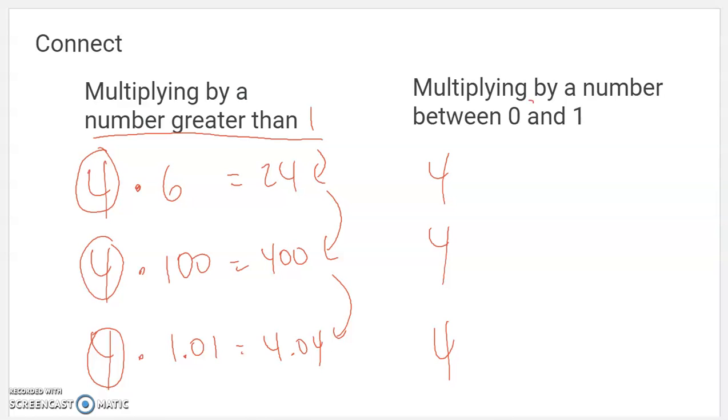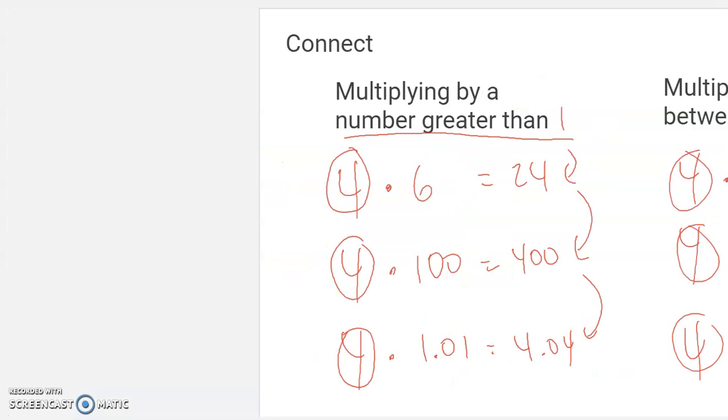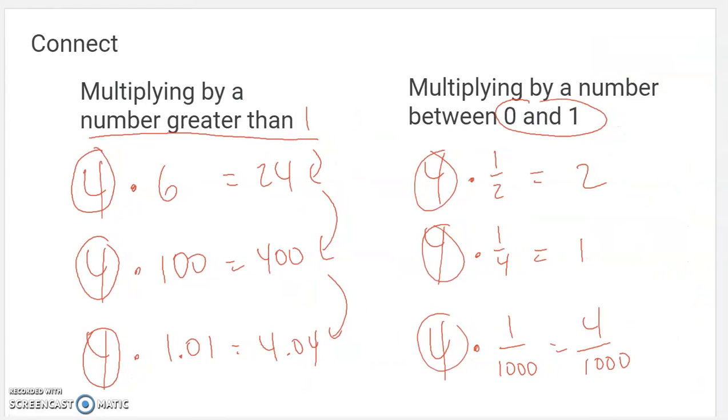If you multiply by a number between 0 and 1, so less than 1 but still positive, like a half, or like a fourth, or like 1/1000th. Anything less than 1, you get something smaller than you started with. So this is 2 less than I started with. This is 1 less than I started with. This is 4/1000ths less than I started with. So if you multiply by a number greater than 1, you get something bigger than you started with. If you multiply by something less than 1, you get something smaller than you started with. And that's how this is going to work too, which is why I wanted to bring that up.